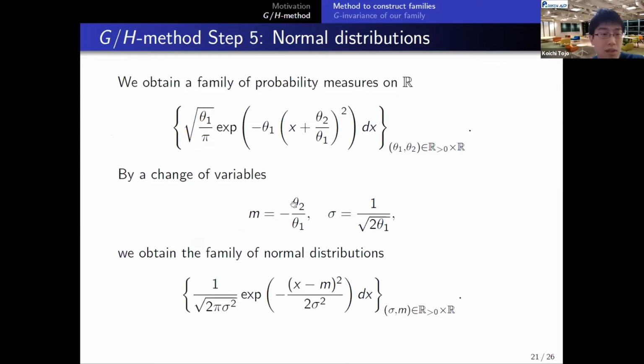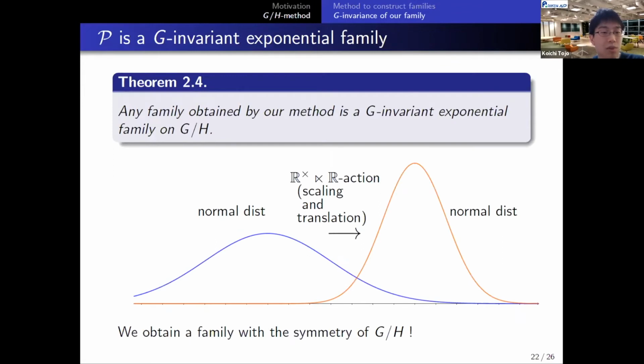Now we will see the properties of the G-Modage method. The family obtained in this way has good properties. Namely, the family obtained by this method is the invariant exponential family on G-Modage. For example, in the normal distributions case, the action means scaling and translation. So this proposition corresponds to the fact that the distribution transformed by scaling or translation from a normal distribution is also a normal distribution.